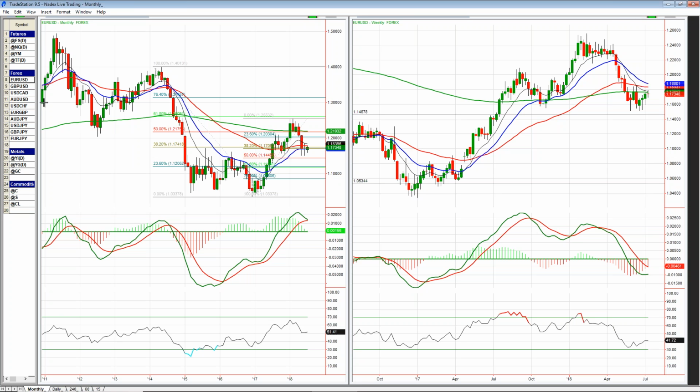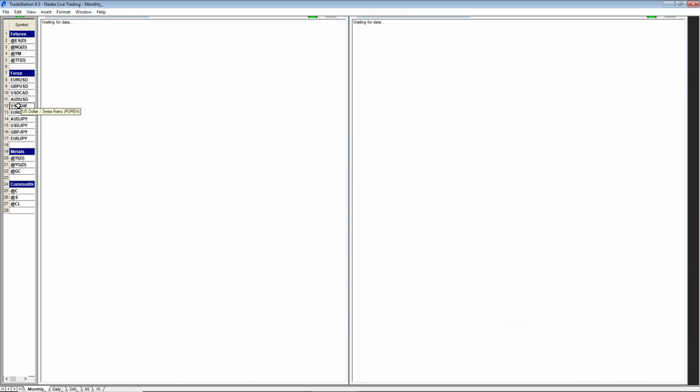What else here? We've got the euro dollar. Let's see. Okay, someone wants to see the dollar Swissy. Great. Let's take a look at that one. We'll look at the dollar Swiss to see how that's shaken up.